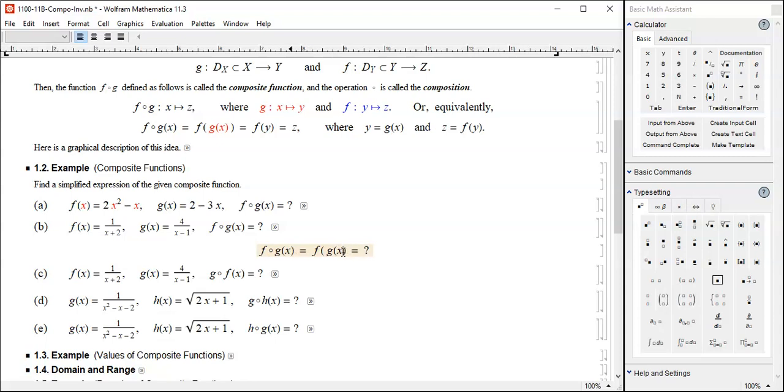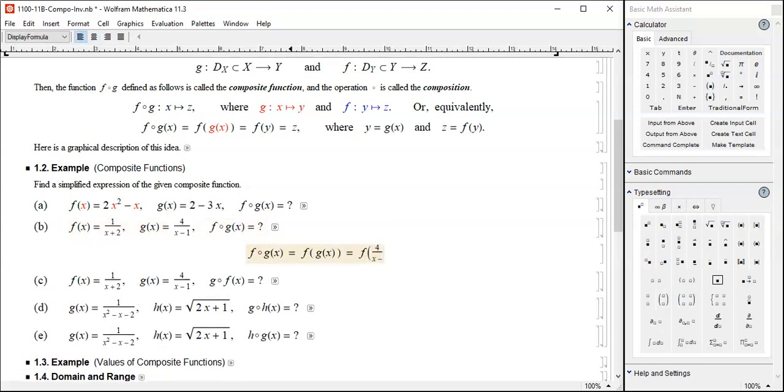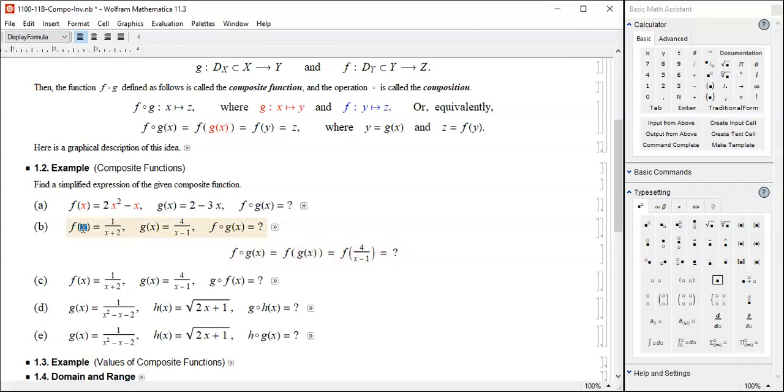So composite function is basically f of g of x, and g of x here in this case is 4 over x minus 1. So this is f of 4 over x minus 1. Does it make sense? Now what is f of x? F of x is 1 over x plus 2. But in place of this x, what do we have here? We have 4 over x minus 1, because that's g. Make sense?